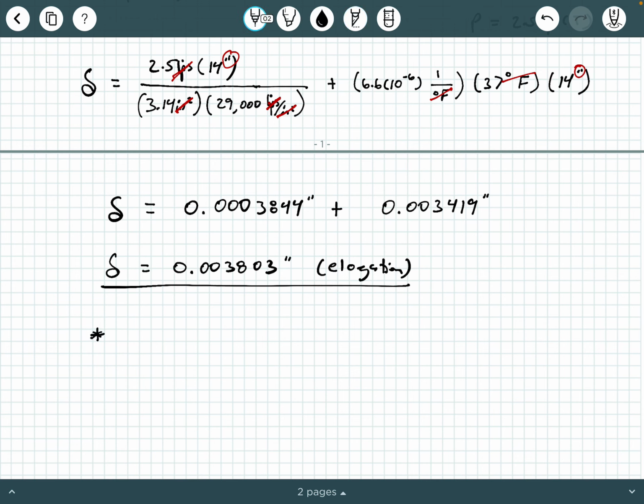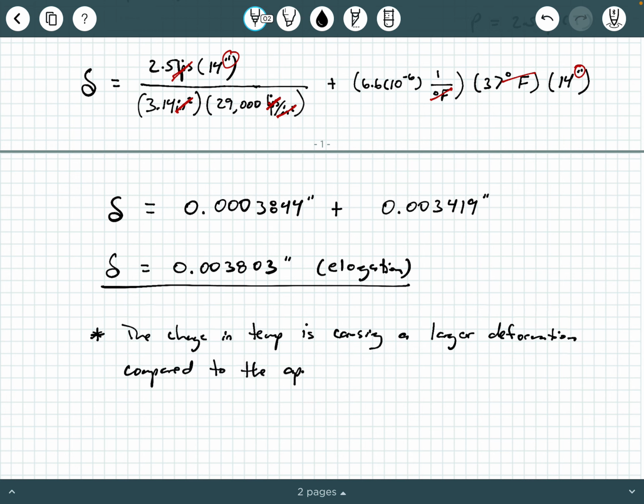So we can make a little side note here. The change in temp is causing a larger deformation or expansion compared to the applied load. So a nice conceptual observation here, and in this particular example, this 37-degree increase in temperature, which really isn't that much. I mean, we see 37-degree temperature differences between winter and summer all the time. That's causing this thing to deform more than the applied load, which is pretty interesting. Now, this is still a very small number. 0.0038 inches is still a small number.